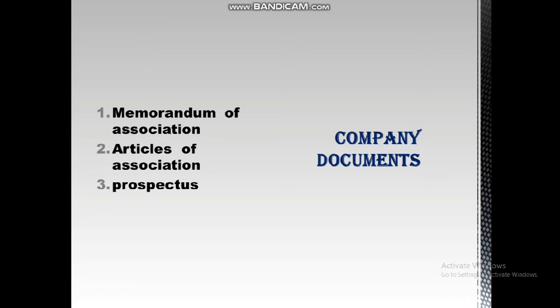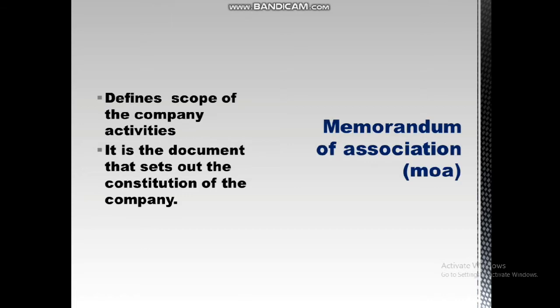The first one we are going to see is the Memorandum of Association, that is nothing but MOA. It defines the scope of the company's activities. It is a document that sets out the constitution of the company. The main purpose of the memorandum of association of a company is twofold. First, an intending shareholder, before making an investment in the company, should know the field or the purpose for which it is going to be used and what risk he is taking in making the investment.